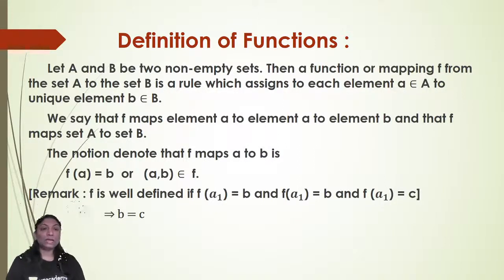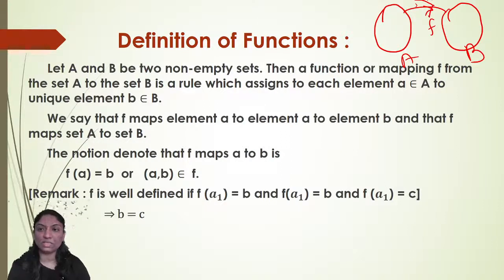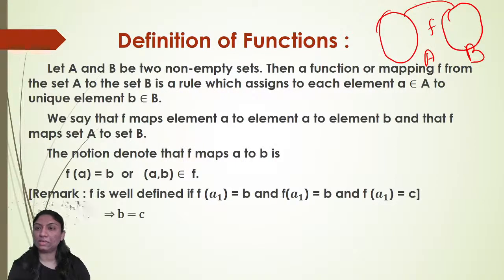Now see here, let A and B be two non-empty sets. Then a function or mapping from the set A to set B is a rule which assigns to each element a belonging to A a unique element b in B. Your A is any set, B is any set, both must be non-empty. Then we say it's a function from A to B with this condition. Suppose this is your set A and this is your function f from A to B.